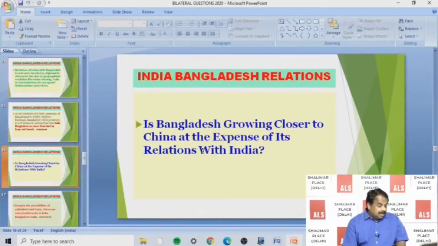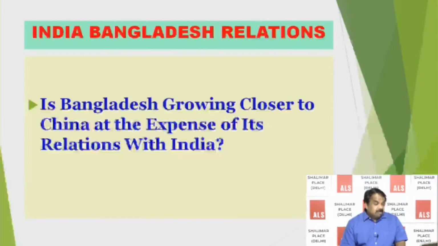Then, is Bangladesh growing closer to China at the expense of its relations with India? That is the next question, of course, because the Chinese are also not keeping quiet, right? In 2016, the Chinese president visited and offered $24 billion investment in one visit. So, China has money. That's the problem, right? In any bilateral relation, I think China is a factor for India right now, so we cannot ignore it; one or other question will be there.